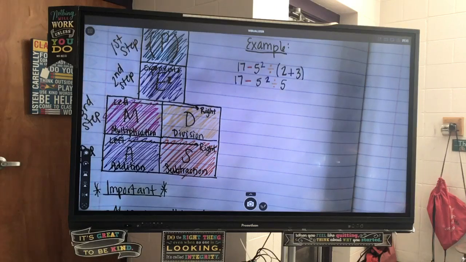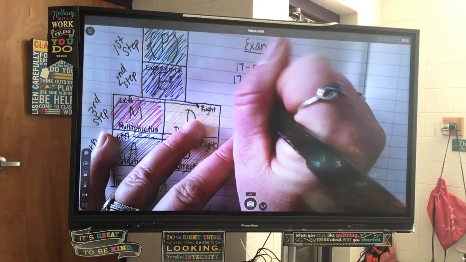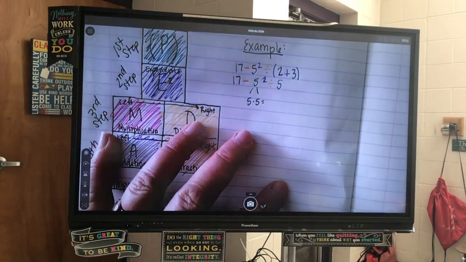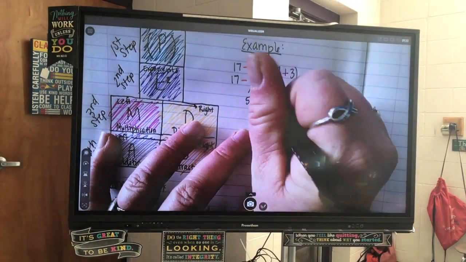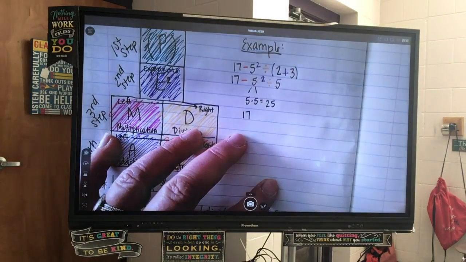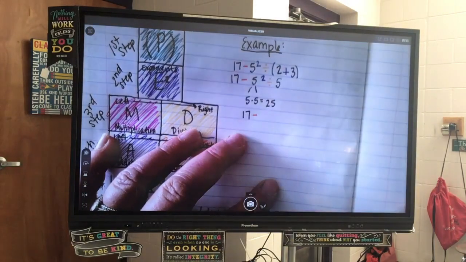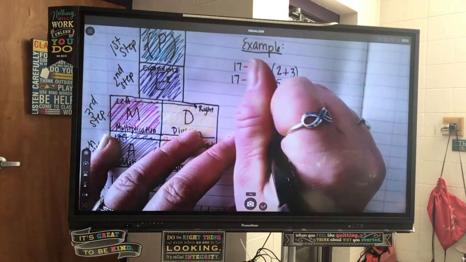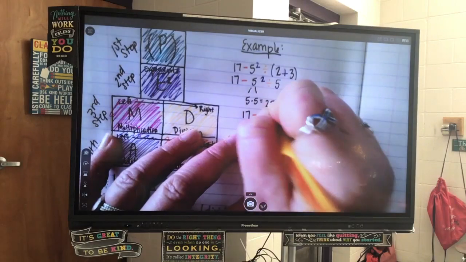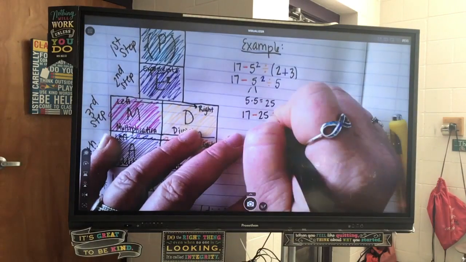Alright, Aiden, how do I solve for an exponent? Times that number by itself. How do you times the number? Alright, so we're gonna do down here, 5 times 5. Raise your hand and tell me what is 5 times 5. Joy? 25. So I'm going to, again, bring everything down, so I have 17 minus 25 divided by 5.